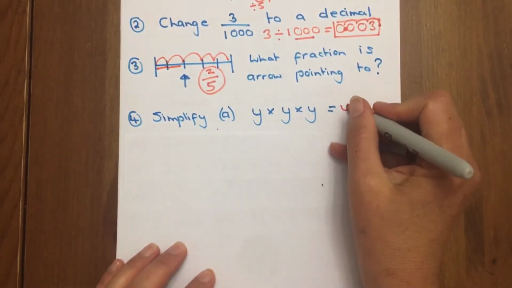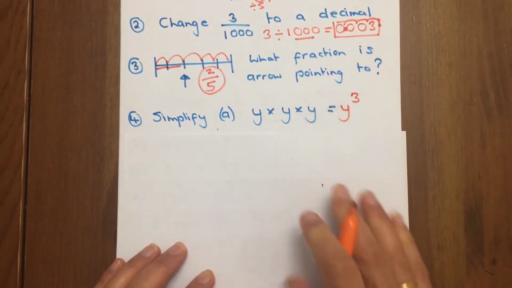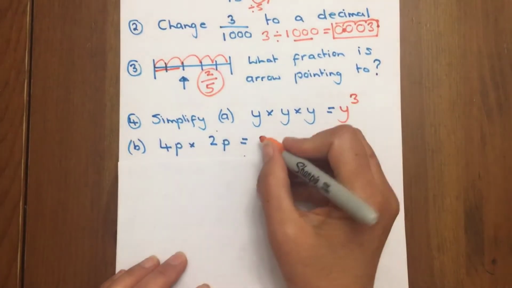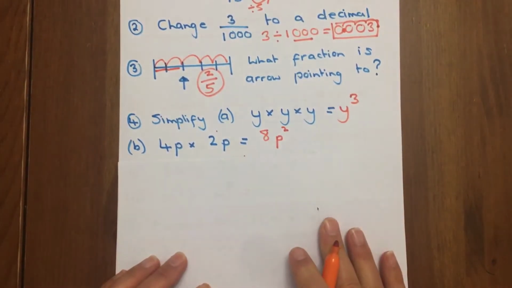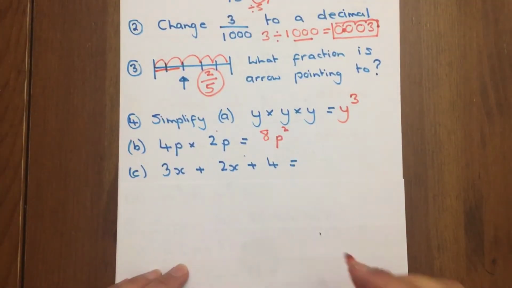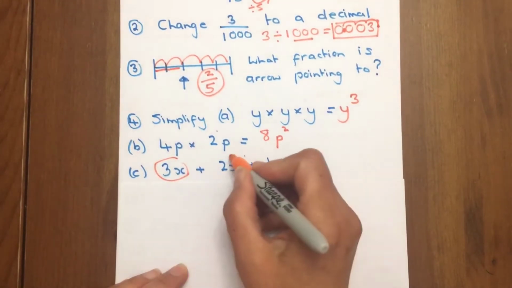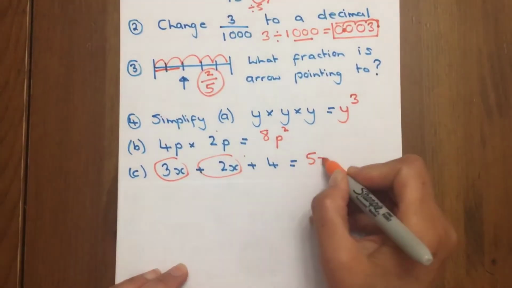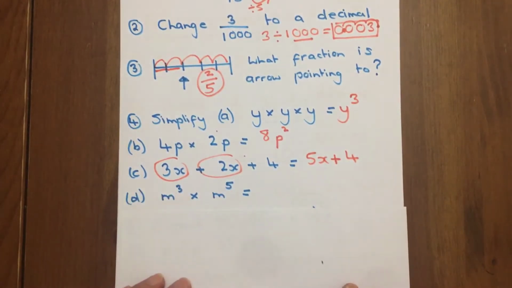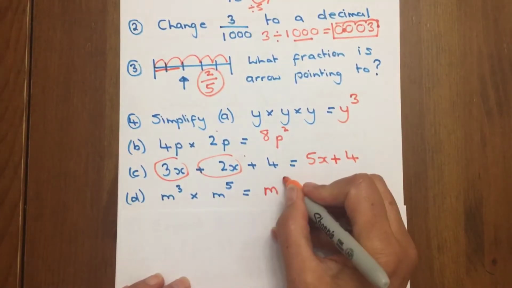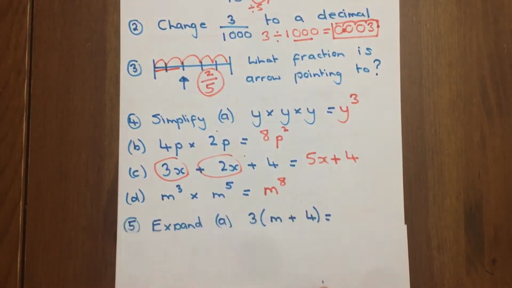Simplify. This will be y cubed. That was done well. This will be 4 times 2 and p times p. That was done well. 3x and 2x is 5x. Add 4. That was done brilliantly. Add your powers. That was done really well.